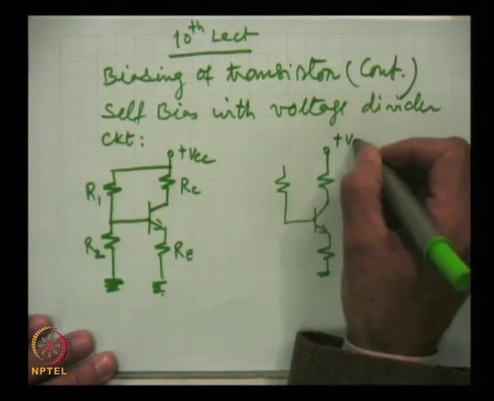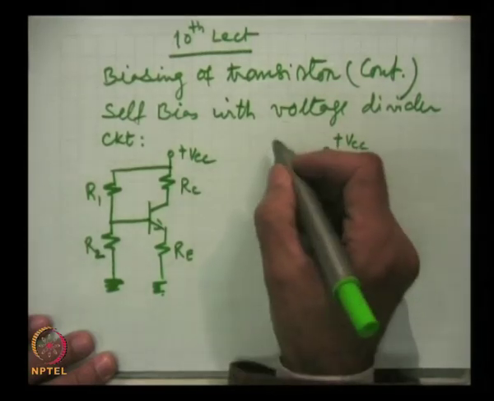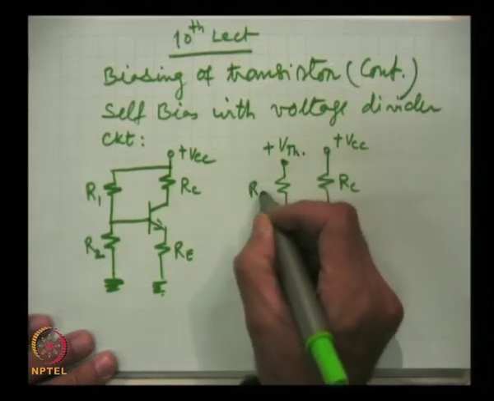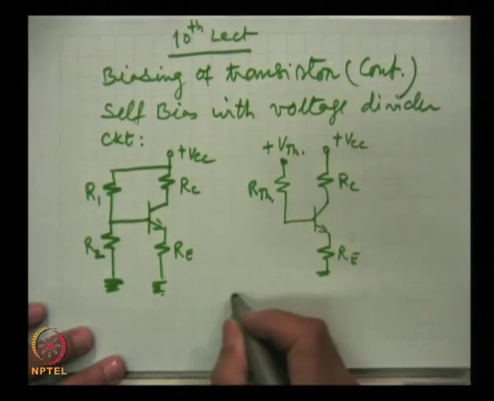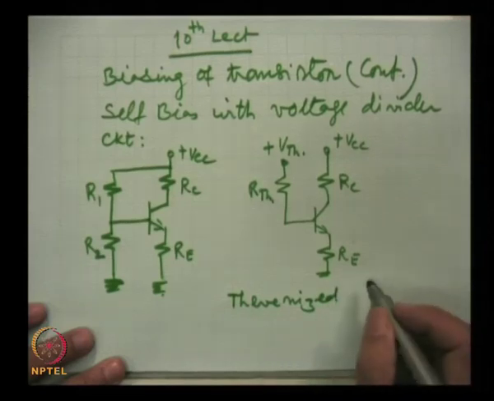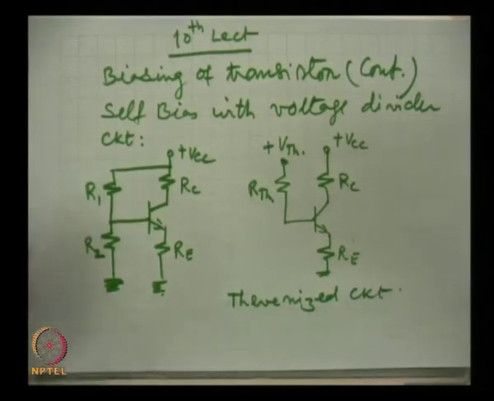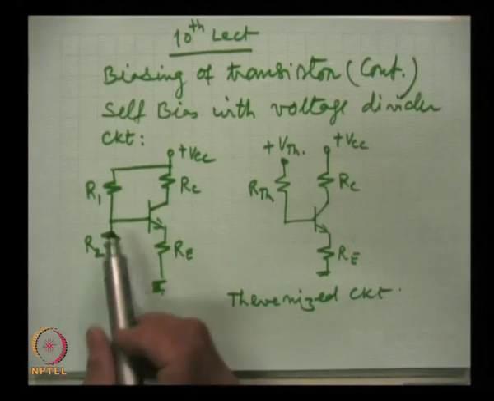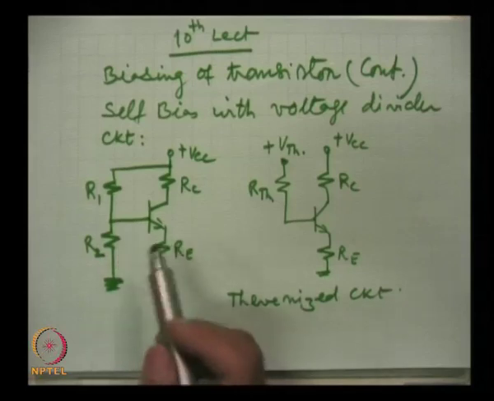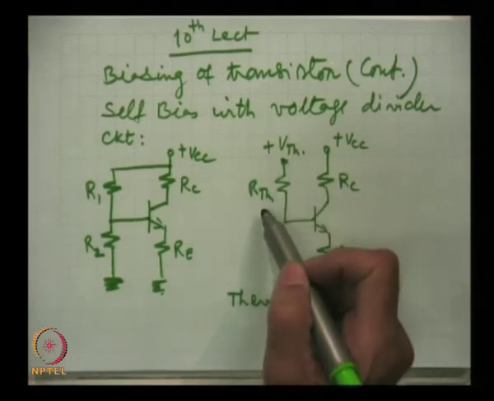This is VCC, RC, RE, and this is the Thevenized voltage, and this is the Thevenized resistance RTH. So, this is the Thevenized circuit, which is equivalent of this original circuit. The design is actually taken this way, but for analysis purposes we Thevenize this, we apply Thevenin's theorem, and we get the value of the Thevenized voltage and Thevenized resistance.